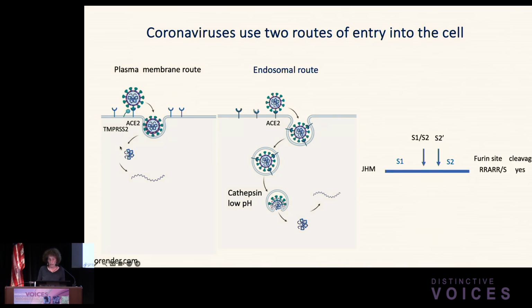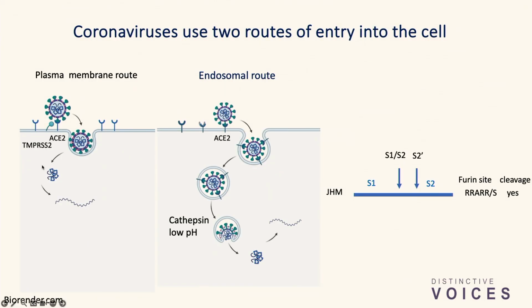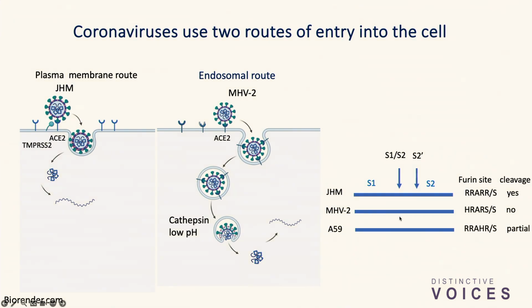And back to these mouse viruses I mentioned before, this JHM strain has a really good cleavage site. It's cleaved very well by furin, and so JHM enters the cell by the plasma membrane route. This other virus, very closely related, called MHV2, its spike has no cleavage site, and it enters through the endosomal route. And then a third related virus called A59 has a partial cleavage, and it enters by both routes.